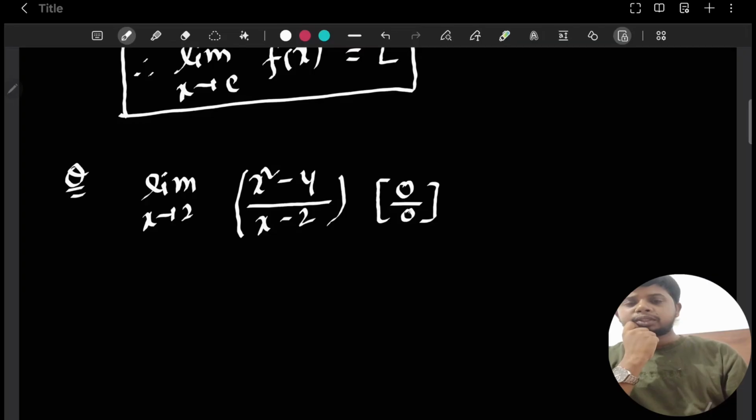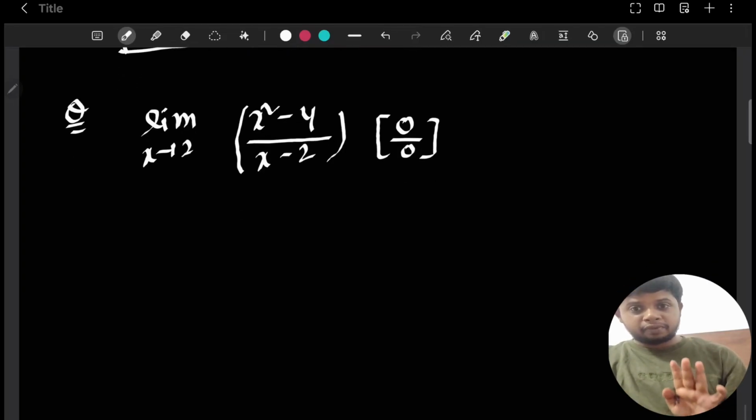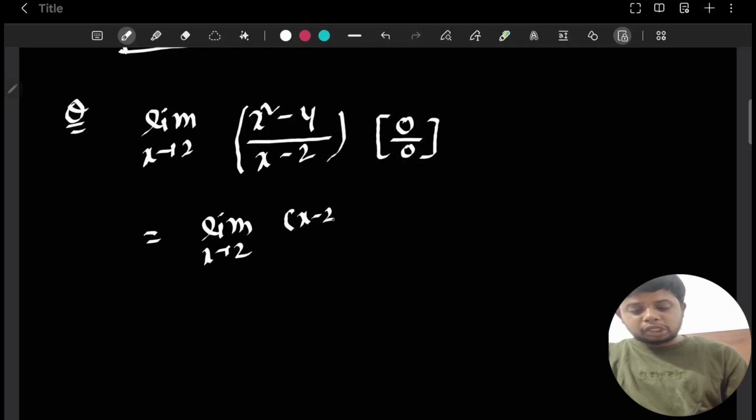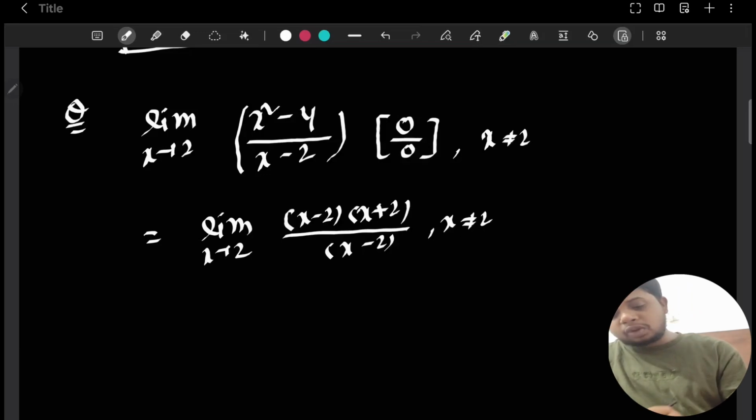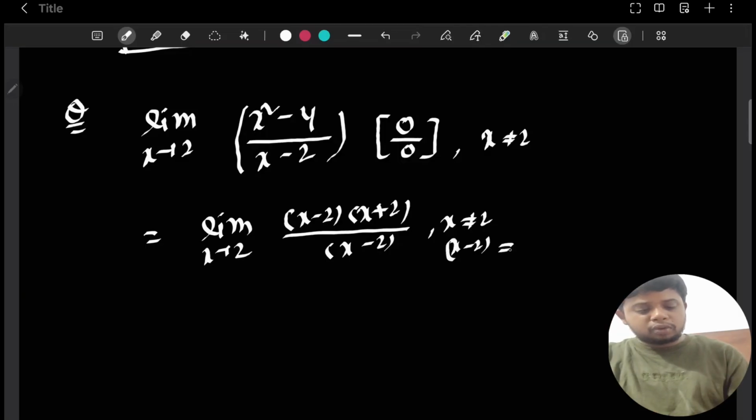So if that is the case, can I write limit x tending to 2, (x minus 2) into (x plus 2) by (x minus 2)? Now see, x is not equal to 2. You only tell, sir, x is not equal to 2 to define this function. I'll say, yes. Here also x is not equal to 2 to define this function. So if x is not equal to 2, that means x minus 2 is not equal to 0. That means, can I cancel that? Yes. So this will become 2 plus 2 means 4.